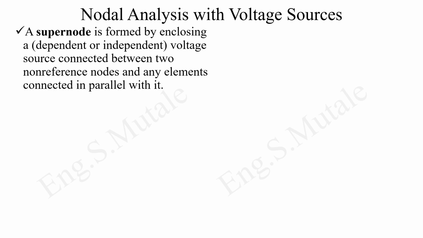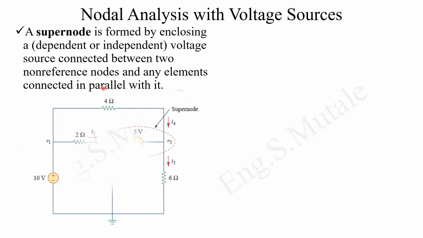supernode. So by definition, a supernode is basically formed by enclosing a dependent or independent voltage source connected between two non-reference nodes and any element connected in parallel with it. That whole thing will be called a supernode. What do I mean? For example, we've got this circuit.